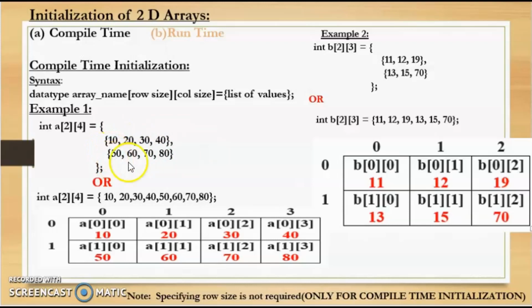And whatever we have written inside the second pair of curly brackets are the elements to be inserted inside the second row. So second row will have elements as 50, 60, 70 and 80. Now one important thing we need to know here is that the rows in two-dimensional arrays will start from 0. So these elements will belong to the 0th row and these elements will belong to the first row.